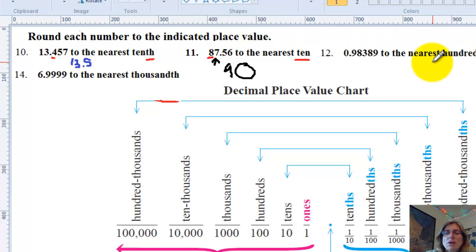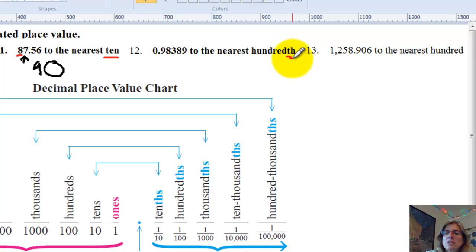So round to the nearest hundredth. It's got a TH on the end, so we're rounding to this place here, 2 places over to the right, which is right here. Then we look at this number to decide, is it 5 or higher? No. So that means we keep the 8 the same. So our answer then is 0.98. And remember, you just go ahead and eliminate those. So the answer is just 0.98.